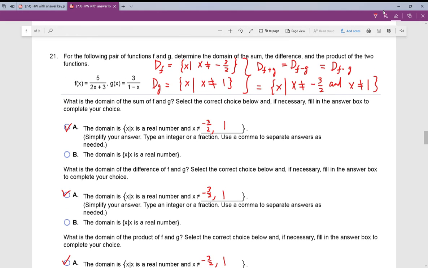Number 21, for the f function, you kick out negative 3 over 2, and for the function g, you kick out 1. So if you add them together, or subtract or multiply, you need to kick out both. Okay.